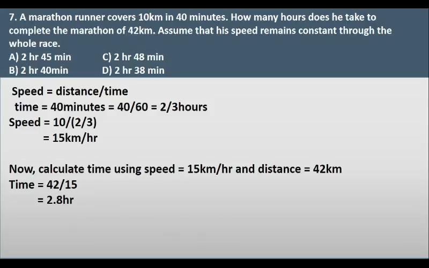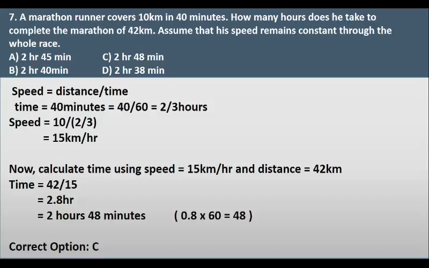But if you look at the options, we see that the options are given in hours and minutes, so we need to convert 0.8 hours to minutes. To convert 0.8 hours to minutes, we multiply 0.8 by 60. So 0.8 into 60 gives us 48 to be the answer. So our final answer is 2 hours 48 minutes. Now going back to the options, we see that option C matches with our answer. Hence the correct answer is option C.